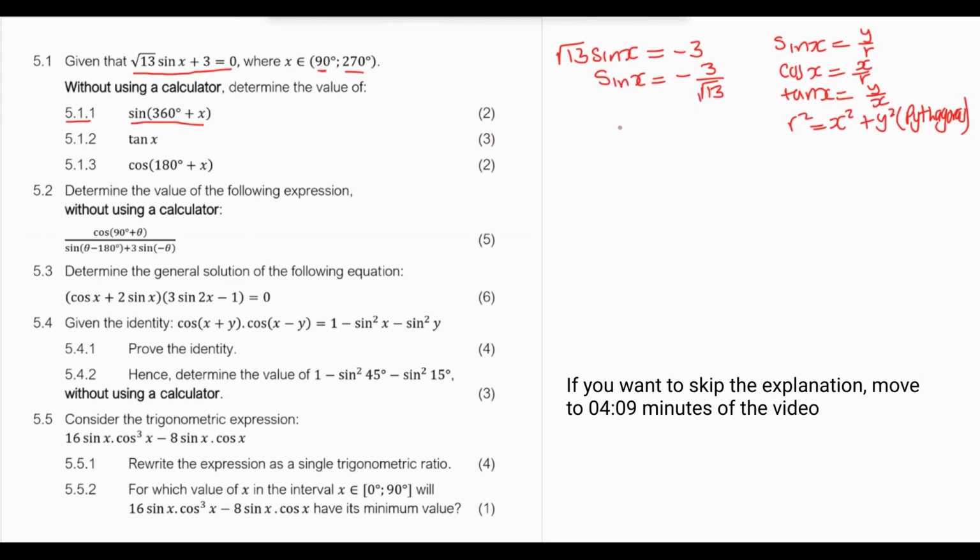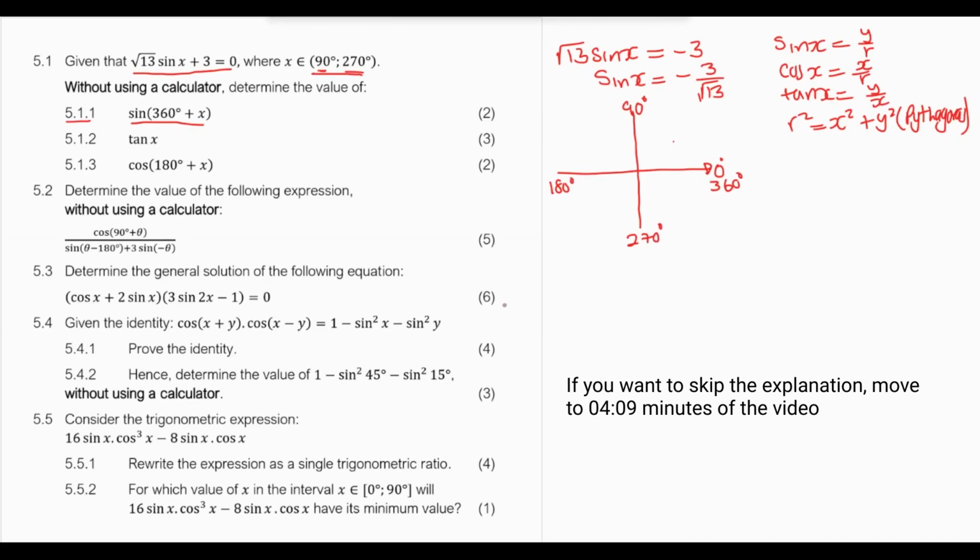We have to draw our diagram to represent this. Sine x is negative in the third and fourth quadrant. X is between 90 degrees and 270 degrees. So this is our diagram. This is 0 degrees, 90 degrees, 180 degrees, 270 degrees, and 360 degrees.